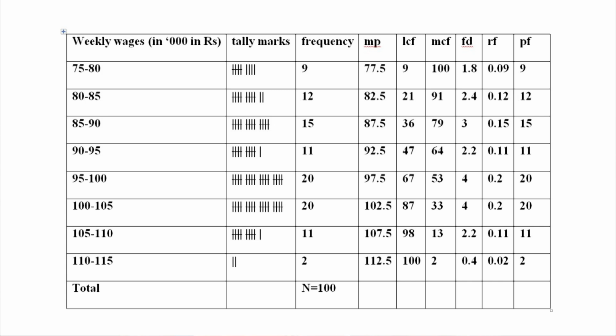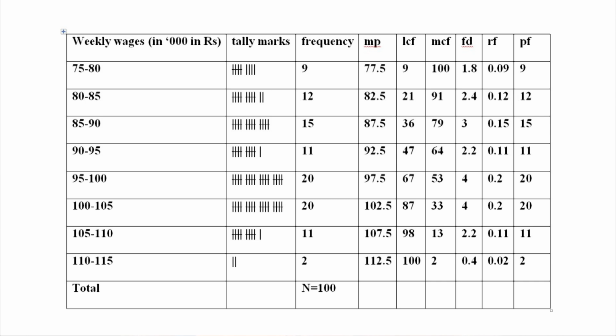Next, we compute the more than cumulative frequency values. That is, as all the values in the data are more than 75, we enter the number of observations, 100, in the class 75 to 80. Then, for the class 80 to 85, the more than cumulative frequency is 100 minus 9, which is 91.